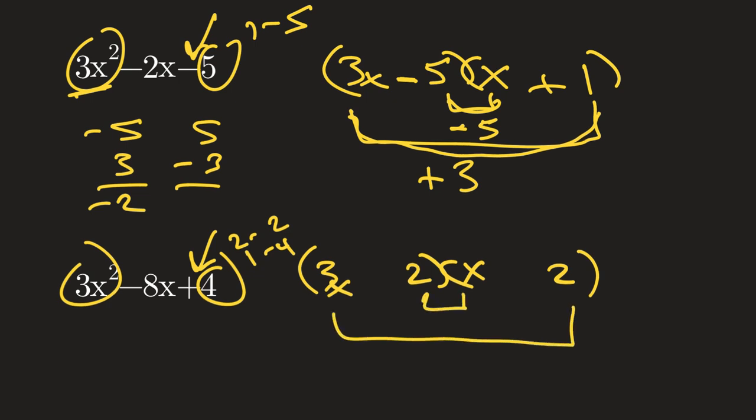What's my last sign? It's addition. That last sign tells us that the outside and the inside have to add to 8. What does the outside give me? 3 times 2, 6. Good. And on the inside, 2 times 1, 2. Do 6 and 2 add to 8? They do. So this combination is going to work, okay?